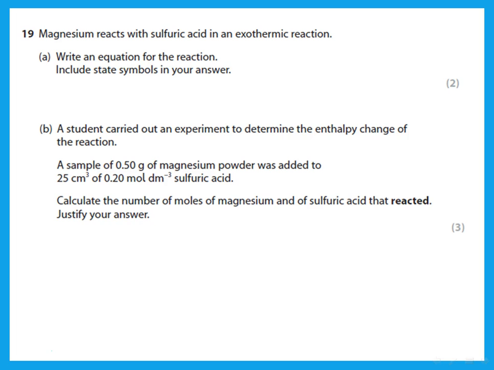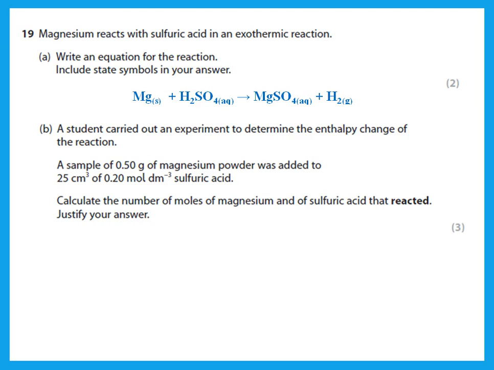Write an equation for the reaction. Magnesium reacts with sulfuric acid. So he just wants a normal equation and he needs to include state symbols. So we have magnesium plus sulfuric acid to give magnesium sulfate plus hydrogen. Remember, magnesium is a solid, the acid is aqueous, the magnesium sulfate is aqueous, and the hydrogen is a gas.